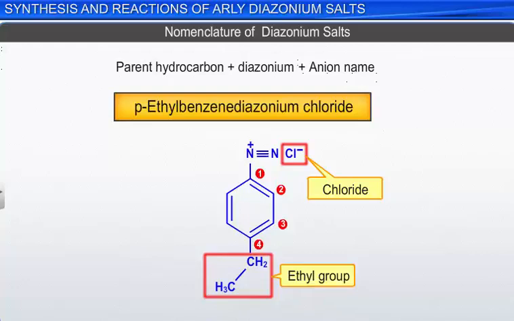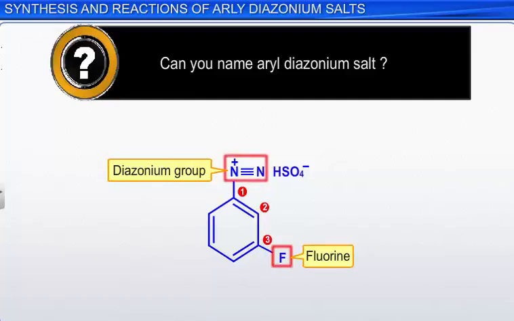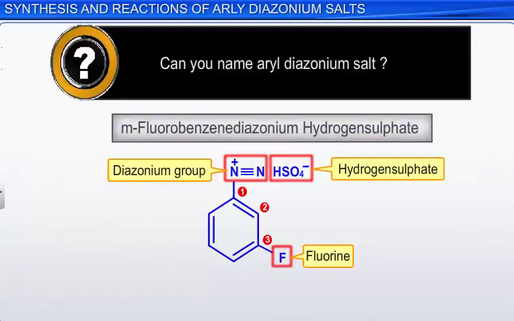Can you name this aryl diazonium salt? Notice that there is a fluorine substituent at position 3 of the ring, or the meta position, with the hydrogen sulfate anion. This compound is named meta-fluorobenzene diazonium hydrogen sulfate.